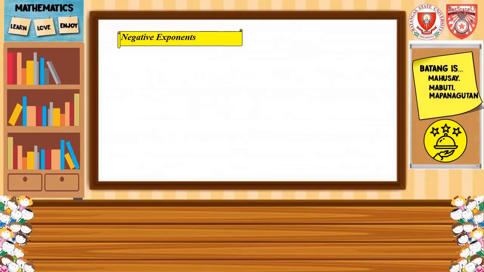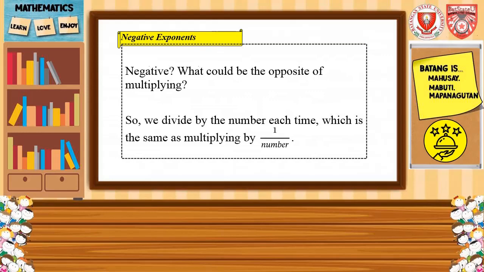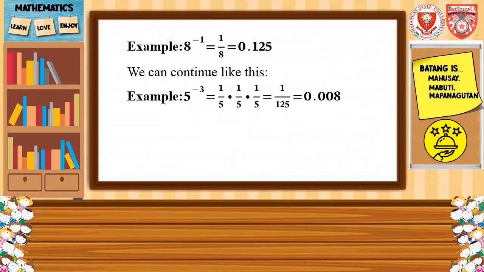Negative exponent. What could be the opposite of multiplying? So we have a raised to negative n, which is equal to 1 over a raised to n. So we divide the number each time, which is same as multiplying by 1 over the number. Example, 8 raised to negative 1, which is equal to 1 over 8, or in decimal point we have 0.125 in the thousandth place.